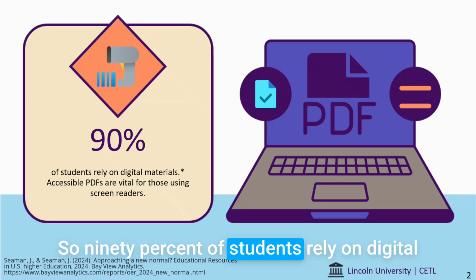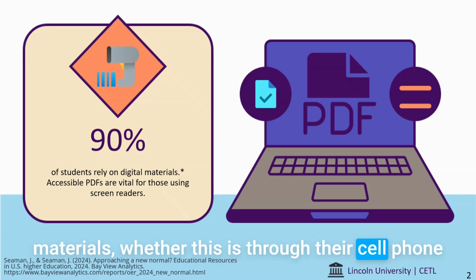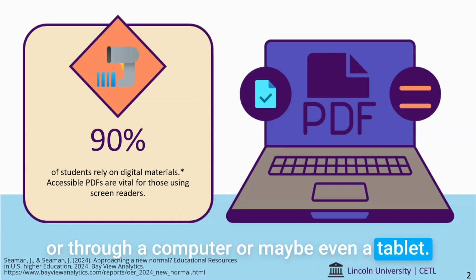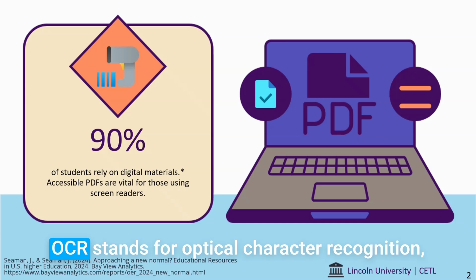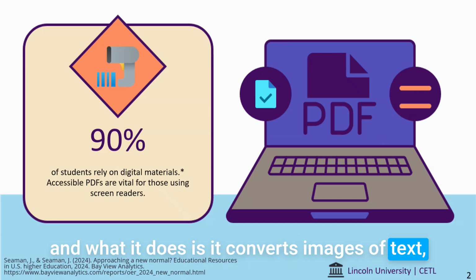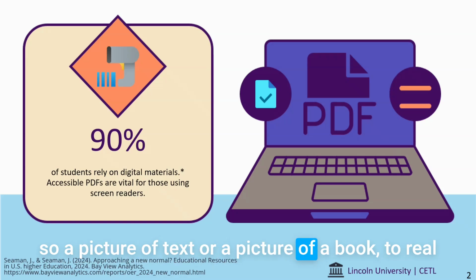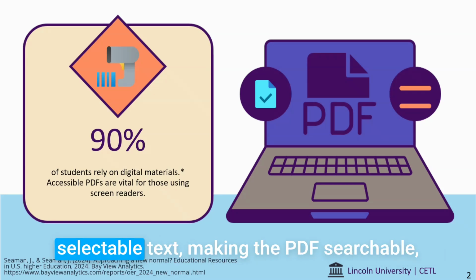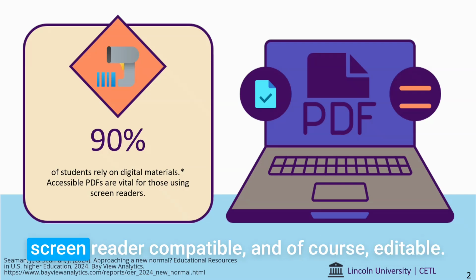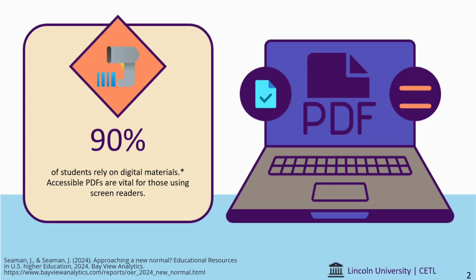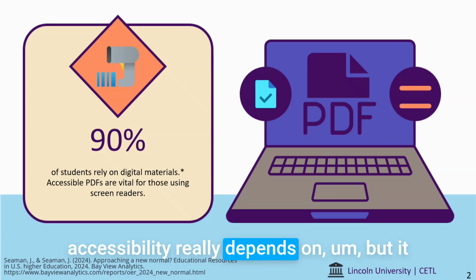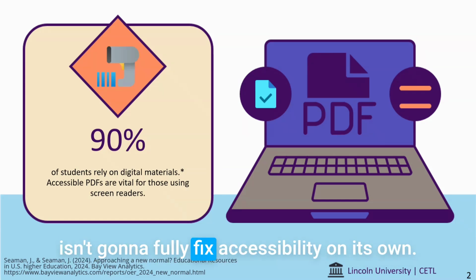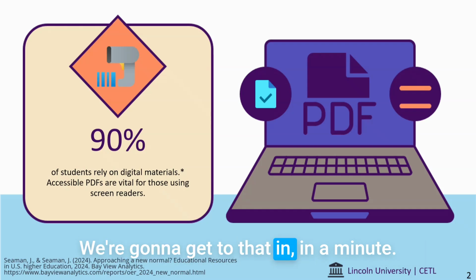90% of students rely on digital materials, whether through their cell phone, a computer, or maybe even a tablet. So we really need the documents that we are putting up to be accessible. OCR stands for Optical Character Recognition, and what it does is convert images of text, so a picture of text or a picture of a book, to real selectable text, making the PDF searchable, screen reader compatible, and of course editable. OCR is going to create the text layer that accessibility really depends on, but it isn't going to fully fix accessibility on its own. We're going to get to that in a minute.